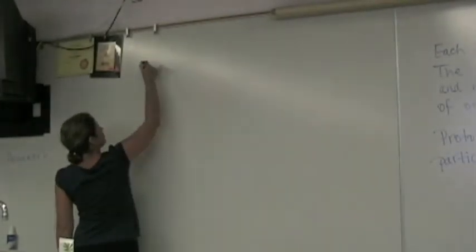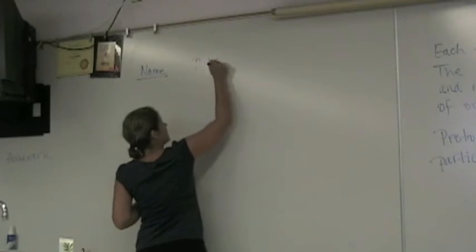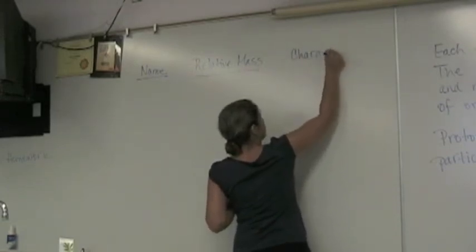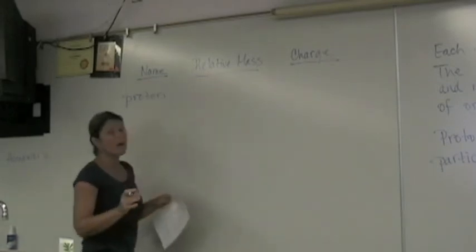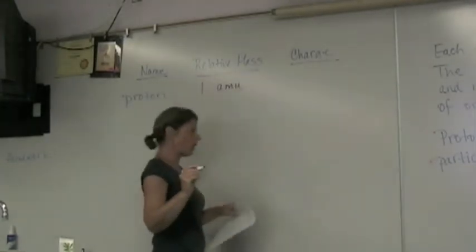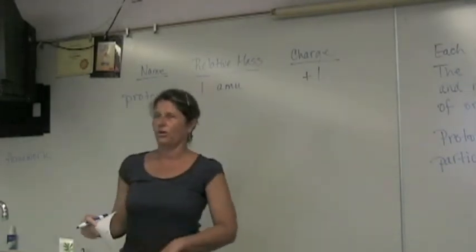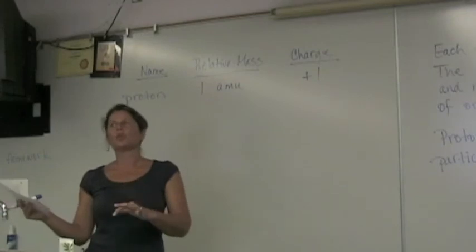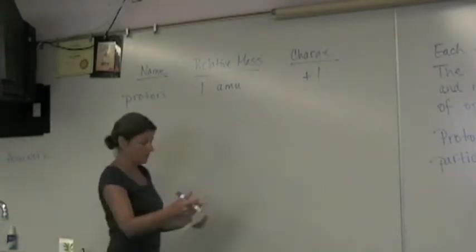Okay, so we're going to put the name and the relative mass and the charge. So we have the proton, and relative mass, meaning relative to each other, it is one atomic mass unit, and its charge is +1. Positive, negative. It's just words that we are applying to this phenomenon of force, which we observe as opposite. Okay, so we say the protons have a relative mass of 1 atomic mass unit, and their charge is +1.